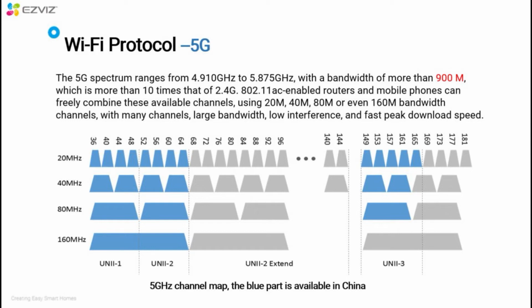802.11ac standard enabled routers and mobile phones can freely combine these available channels. It uses the 20 megabytes, 40 megabytes, 80 megabytes, or even 160 megabytes bandwidth. With many channels, large bandwidth, low interference, and fast peak download speed. So in this figure, you can see the blue part is available in China.